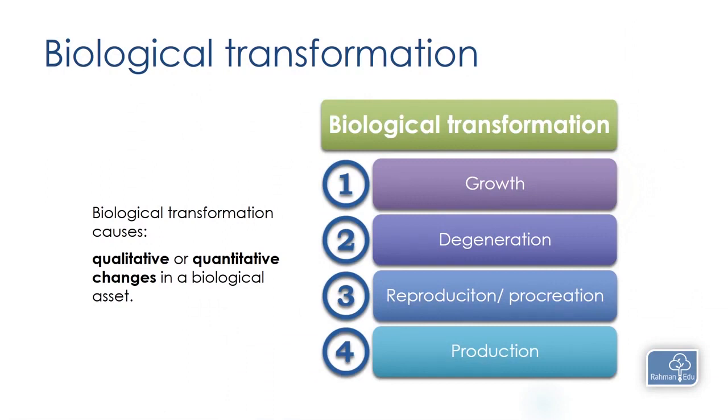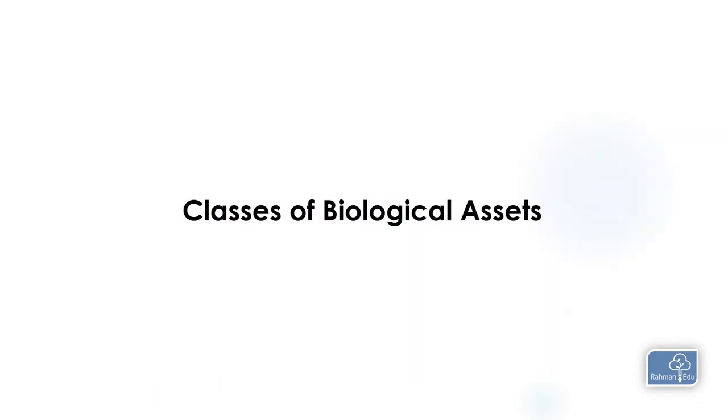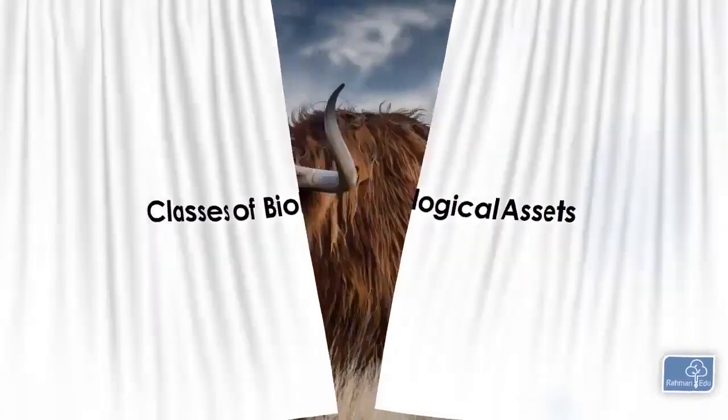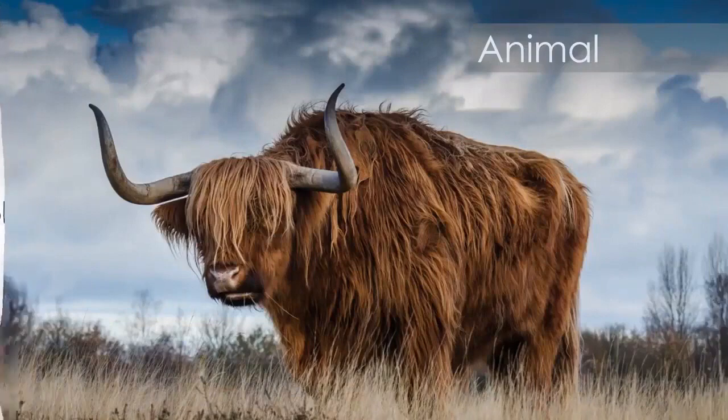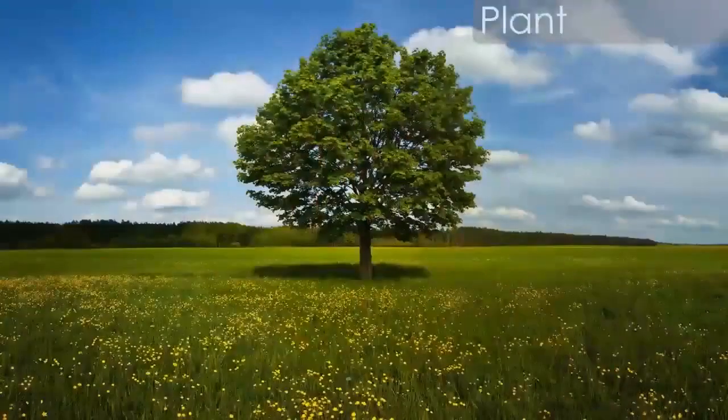Biological transformation, we can have growth, degeneration, reproduction, procreation, and production. These biological transformations create qualitative or quantitative changes in a biological asset. Now guys, let's talk about the classes of biological assets. Under biological assets, we have animals. Then we have plants.